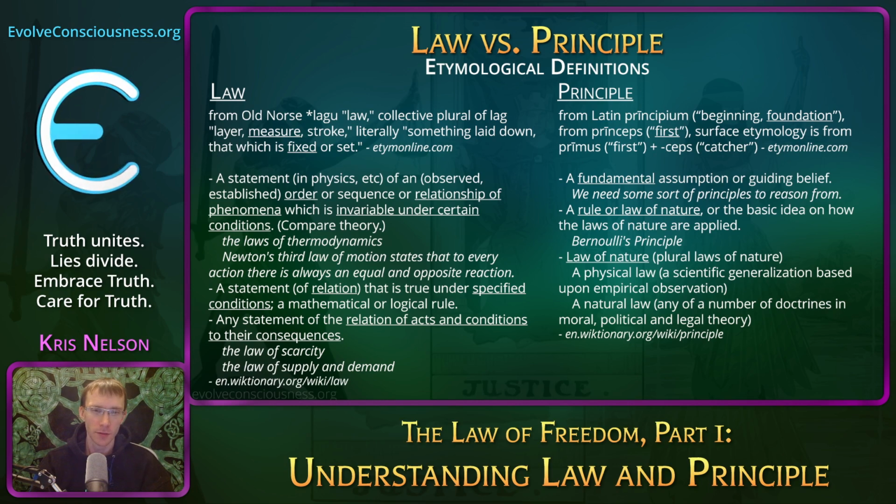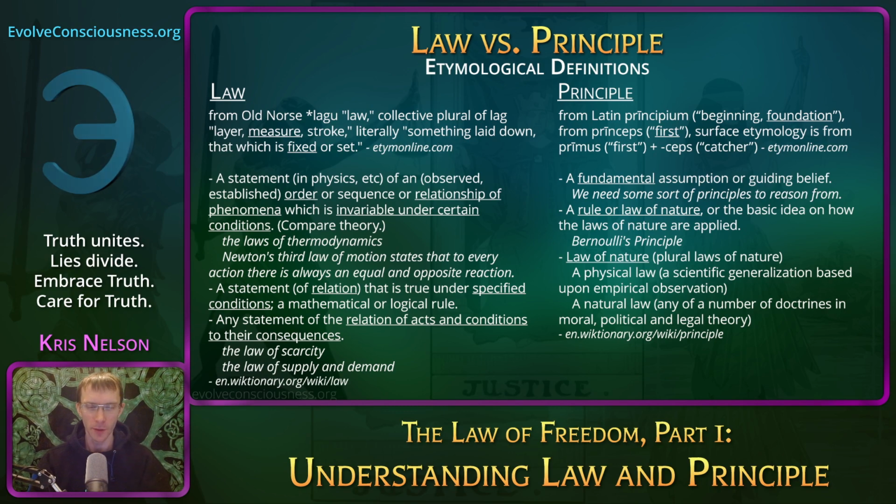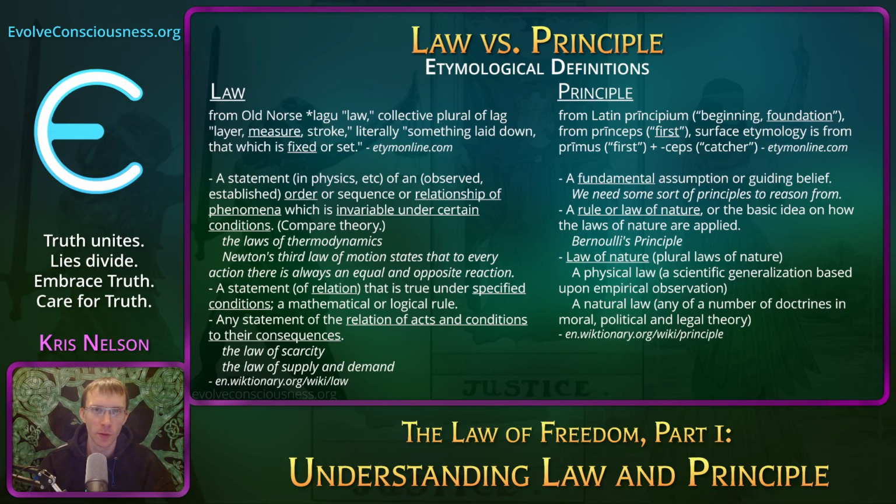It can be a law of nature, plural laws of nature, like a physical law, which is a scientific generalization based upon empirical observation, a natural law, any number of doctrines in moral, political, and legal theory. So again, the legal theory, flawed foundation, so the whole legal theory premise has false principles in them because they're based on just what humans decide they are, in contradiction to the fundamental moral principle, the moral law. Again, the same with political. So the moral, political, and legal theories, they're not harmonious.